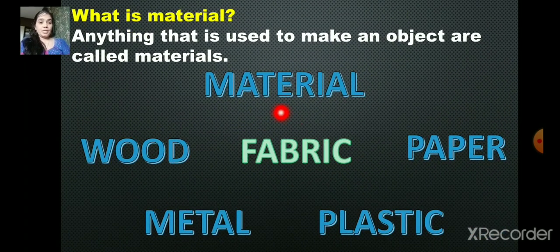So children, what is material? Anything that is used to make an object is called material. So what are the different types of materials? In the exam, they may ask you for two examples of materials. So you will write wood, fabric, paper, metal and plastic.